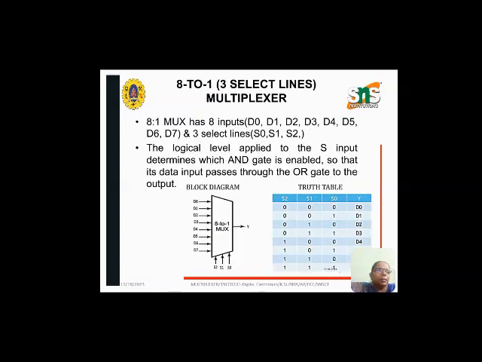This is the 8 to 1 multiplexer where you will be having 8 inputs, 3 select lines and 1 output. The logic level applied to the S input determines which AND gate is enabled so that its data input passes through the OR gate to the output. So you are having 3 select lines here which will be represented from 0, 0, 0 to 1, 1, 1. So for one particular combination, one particular input will be selected as shown in the truth table.